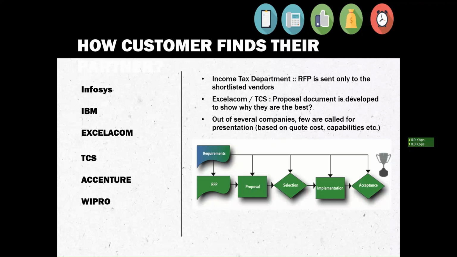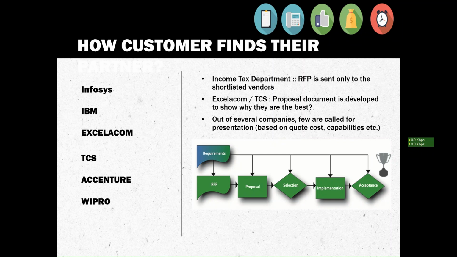And this is another picture which shows that initially a customer like Ratan Tata or Reliance, if they want software, what they will do is send an RFP to some shortlisted vendors like Infosys, IBM, Excelocom, TCS, Accenture, and Wipro. RFP means request for proposal. They'll send it to the shortlisted vendors.